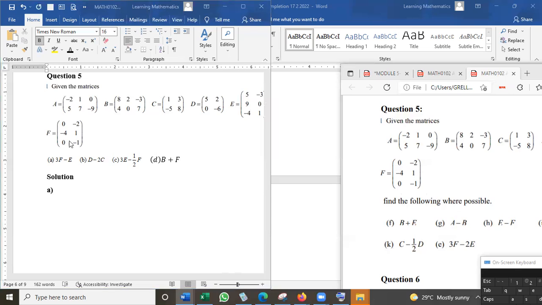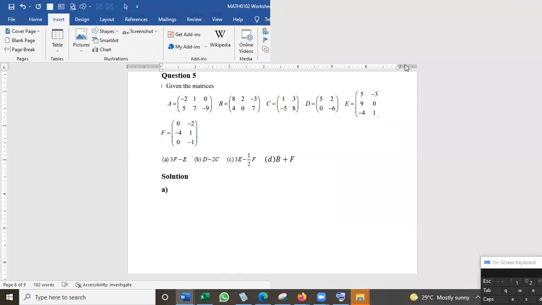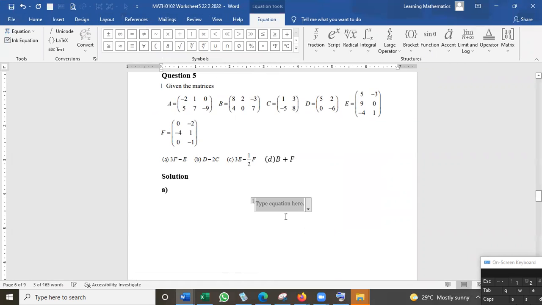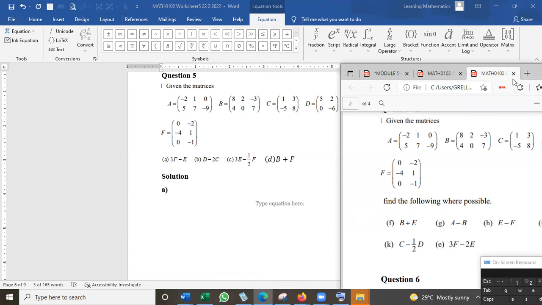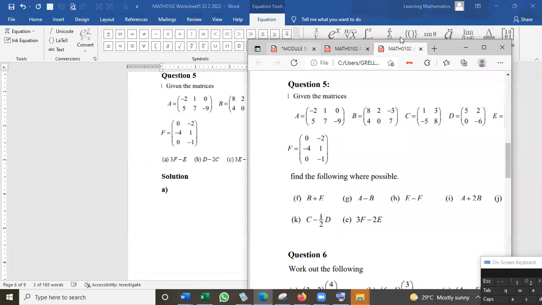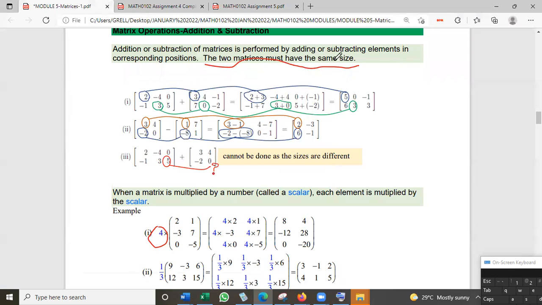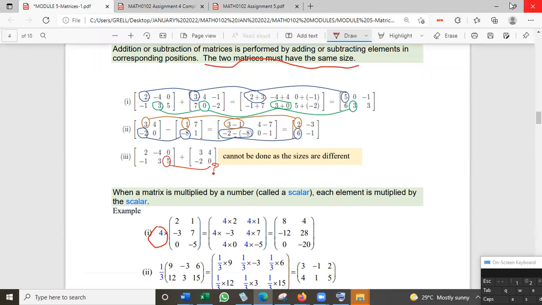F is a 3 by 2. E is a 3 by 2. So F and E can be subtracted. F and E can be subtracted in my example. So I am going to do that because they are both of the same size. So can you repeat that please again? Sorry. Matrices of the same size alone can be added or subtracted. Okay, as it is said here in the notes, the two matrices must have the same size for it to add and subtract.